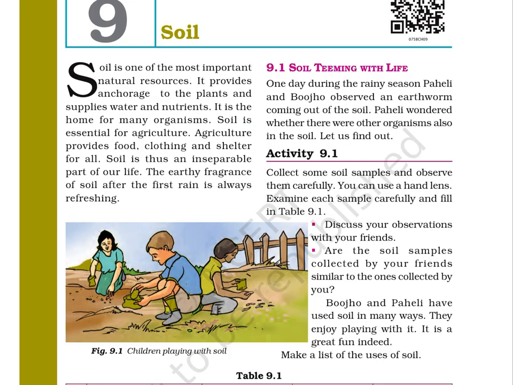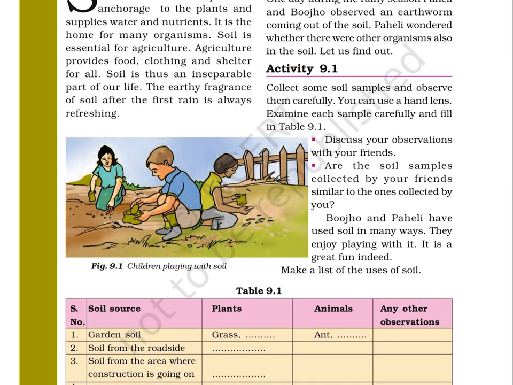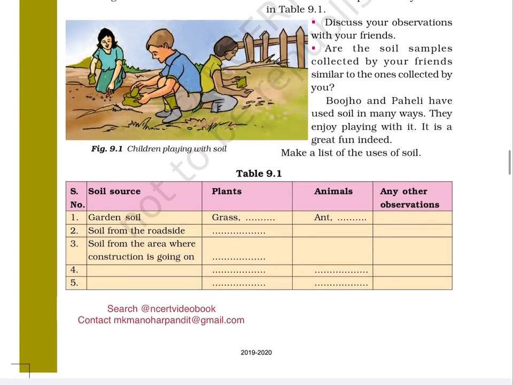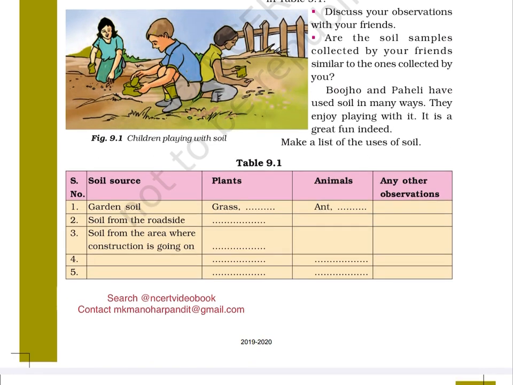Let us find out. Activity 9.1 Collect some soil samples and observe them carefully. You can use a hand lens. Examine each sample carefully and fill in Table 9.1. Table 9.1 In this table, there are 5 columns and 5 rows. The first column has serial number. The second column has soil source. The third column has plants. The fourth column has animals. And the fifth column has any other observations.